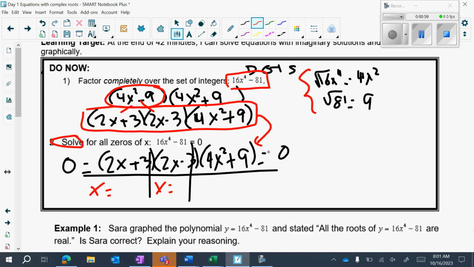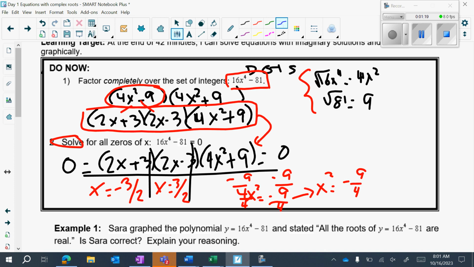So when we solve, we're going to get two real roots, -3/2 and +3/2. But then over here, if you set this equal to 0 and you subtract 9, you're going to get 4x squared equals -9. And when you divide by 4, you're going to get x squared equals -9/4. When you take the square root of that, you're going to notice that you get a negative square root. And I'm hoping you remember when we did imaginary numbers that the square root of a negative is imaginary. So we're going to get the square root of 9, which is 3, and the square root of 4, which is 2, i, because the square root of -1 is i.